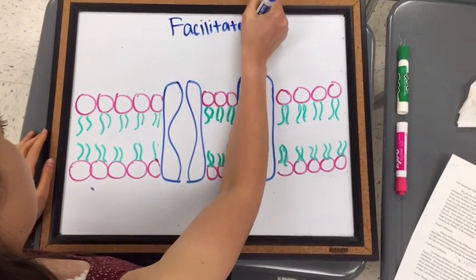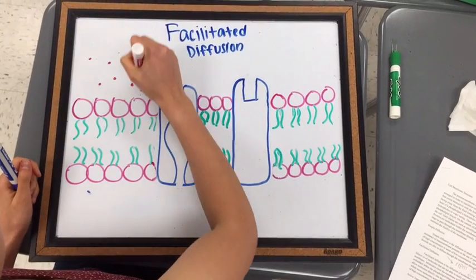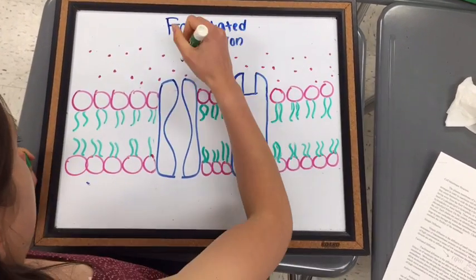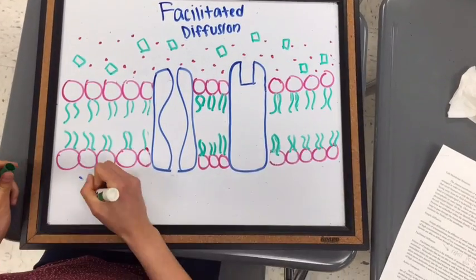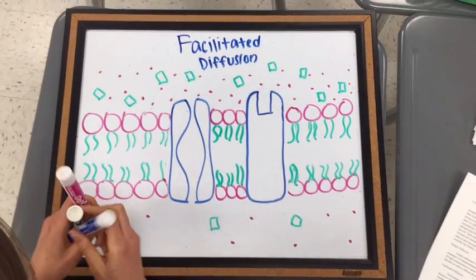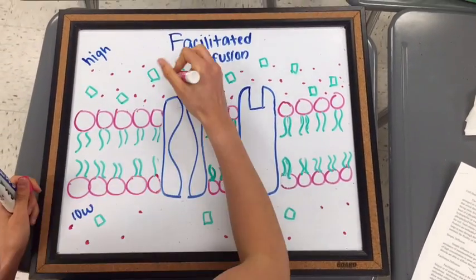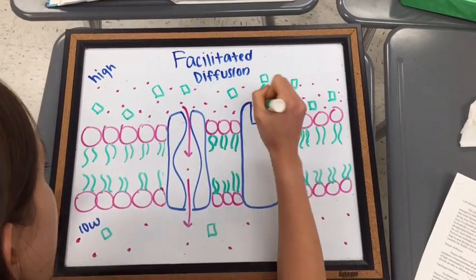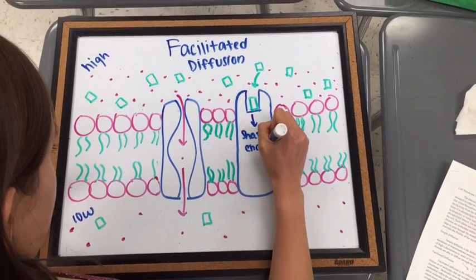Facilitated diffusion is the diffusion of polar molecules and molecules too large to pass directly through the bilayer. Molecules cross the membrane with the assistance of transmembrane proteins embedded within the phospholipid bilayer. Molecules diffuse from areas of high concentration to areas of low concentration. Molecules pass through protein channels, which allow molecules directly into the cell.